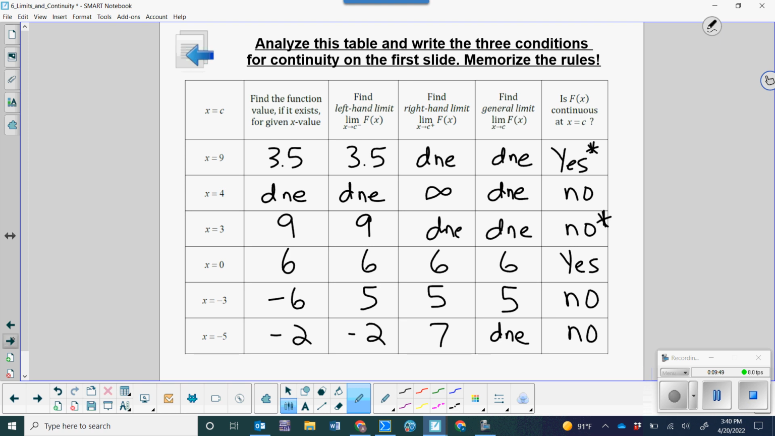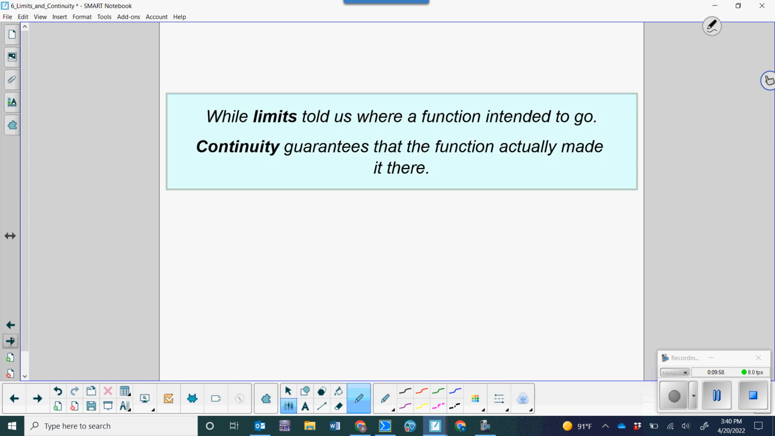All right, so the 3 properties are what are super important here. That's how we're going to identify whether things are continuous.